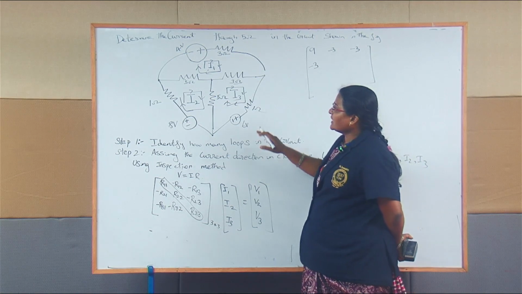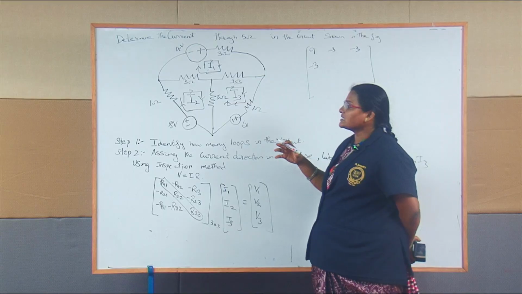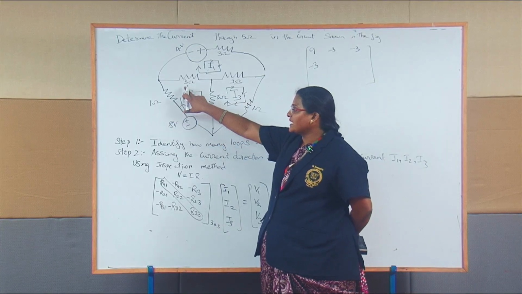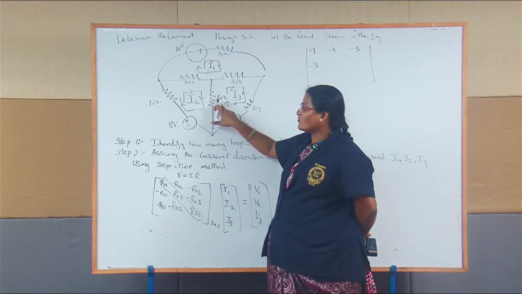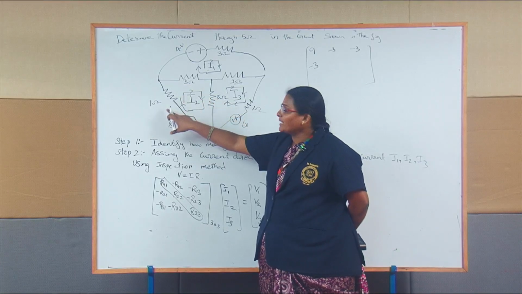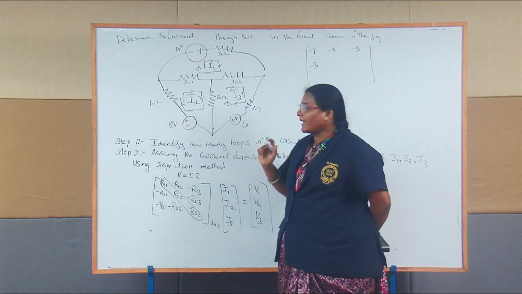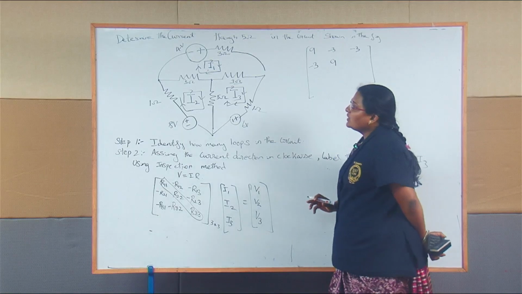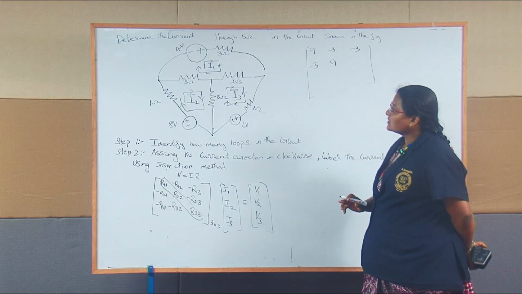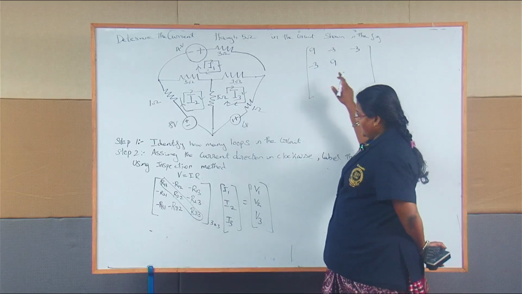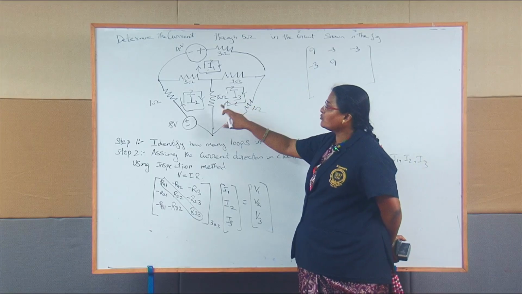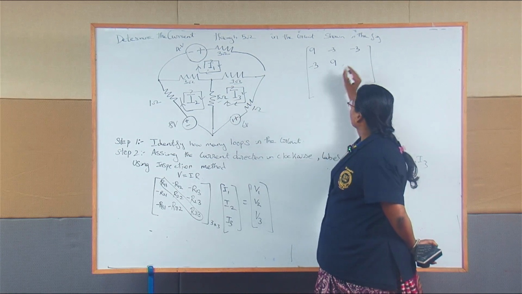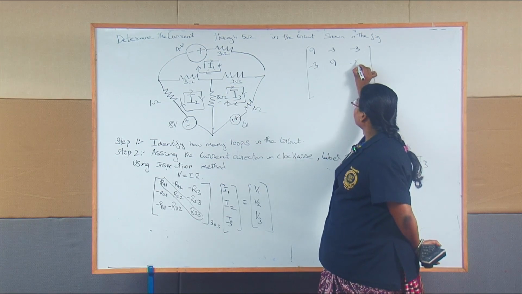R22 means the total resistance present in loop 2 alone. Here 1 ohm is there, 3 ohm is there, 5 ohm is there. So 5 plus 3 is 8, 8 plus 1 is 9. So 9 ohms. Then R23 means the resistance which is shared by loop 2 and loop 3. It is nothing but 5 ohms, so you have to mention minus 5.